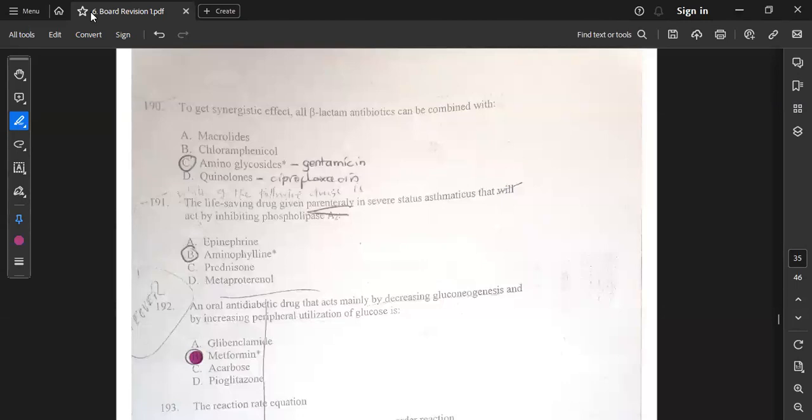Anybody else that wants to add anything? Okay, I think that was a good overview for DM. We can move on.